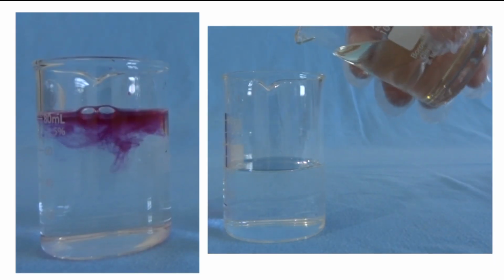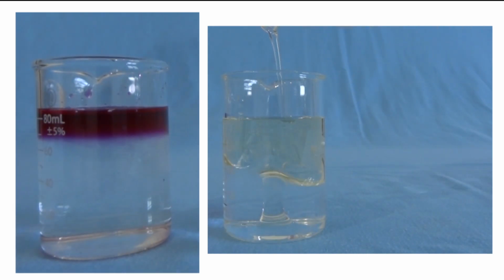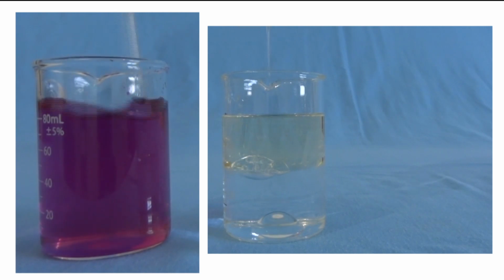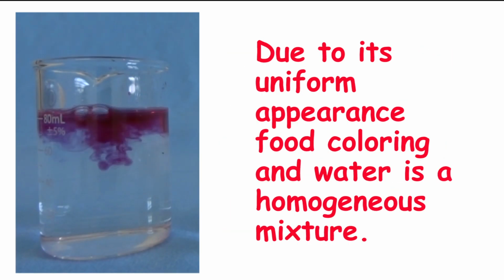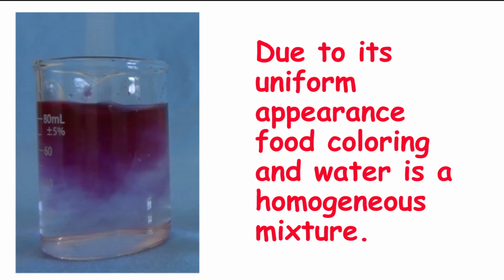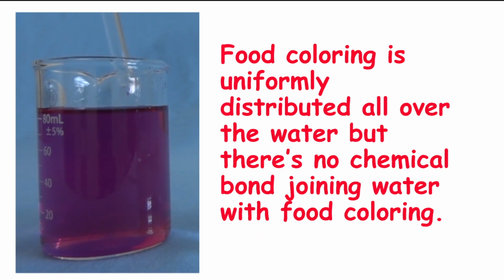Let's consider two other mixtures. Mixture 1 made up of water and food coloring, and mixture 2 made up of water and oil. When food coloring is mixed with the water, the food coloring will be evenly distributed all over the mixture, and all of the mixture will be evenly colored. Hence, you can consider this mixture as a homogeneous one.